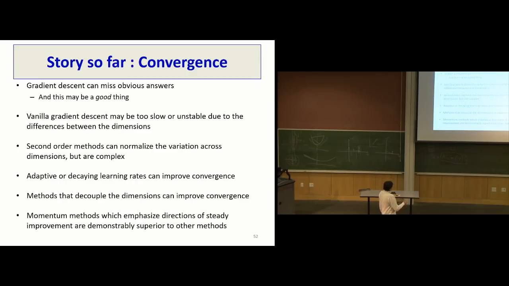So the ones that we actually looked at, which are probably the ones you're actually implementing in your homeworks, are momentum-based methods which emphasize directions of steady improvement and de-emphasize directions where things oscillate. And these are demonstrably superior to other methods, yes. Could you explain what vanilla gradient descent refers to? Where I'm not using any augmentation. I'm just doing, at each step, I'm just taking a single step against the gradient. The basic gradient descent that we had spoken about a couple of classes ago, right?